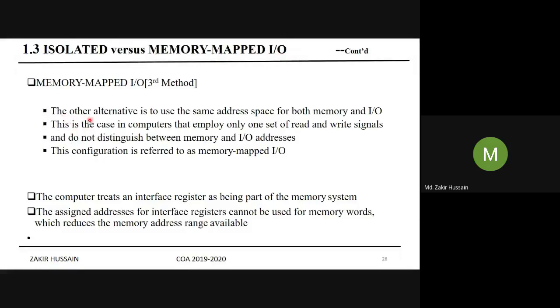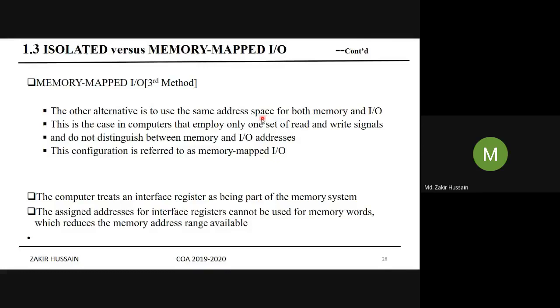Here the alternative is to use the same address space for both memory and I/O. Let us say 0 to 64 is one set and 65 to 128 is another set. Let us say 0 to 64 is connected to memory, and 65 to 128 in this address space is connected to I/O. That is called separate address space, not the same address space.